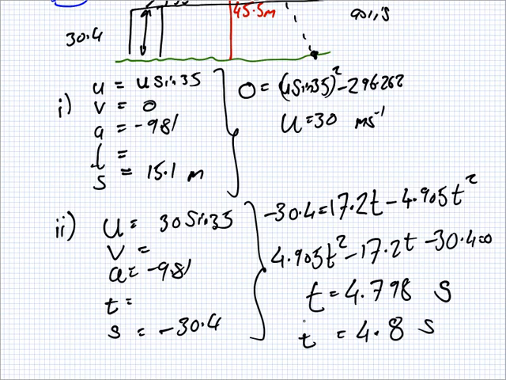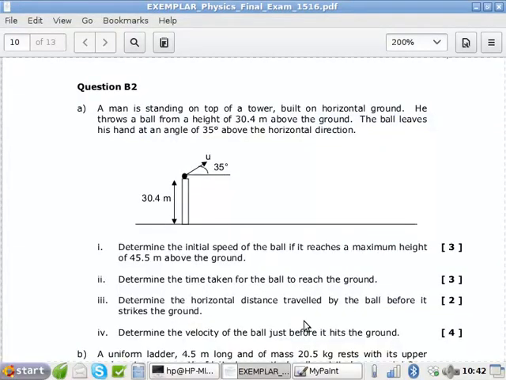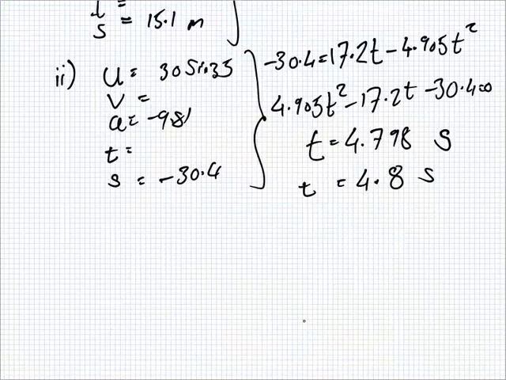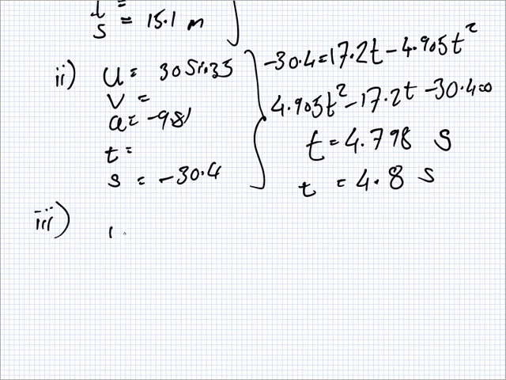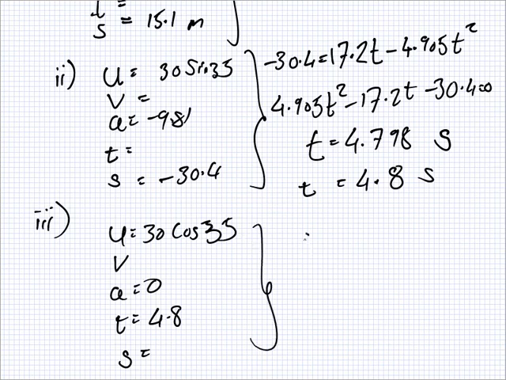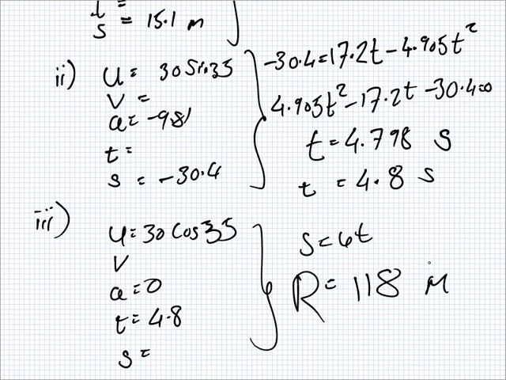4.8, is that correct, KJ? Yes. Right, what's next? The horizontal distance traveled. Horizontally, U equals 30 cos 35. V we don't know. A is 0. T we do know. S is what we want. So S equals UT plus a half AT squared, but the A is 0. So it'll be 30 cos 35 times 4.8, and I get the range is 117.9, so 118 meters. Correct?